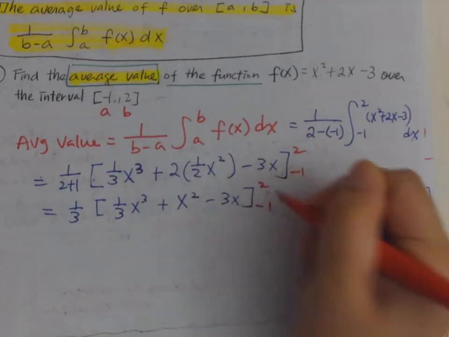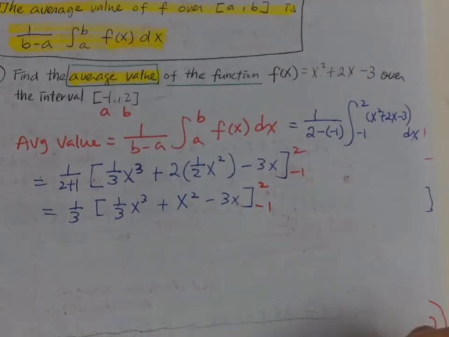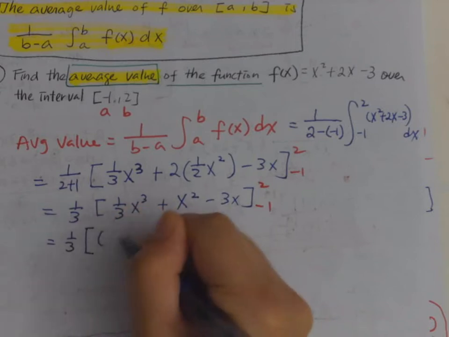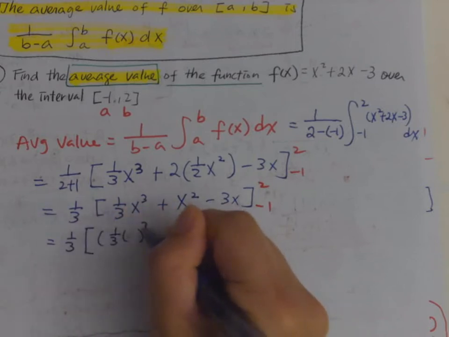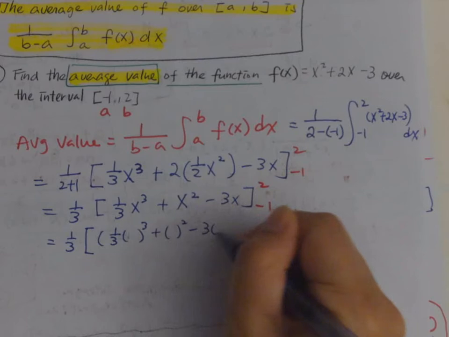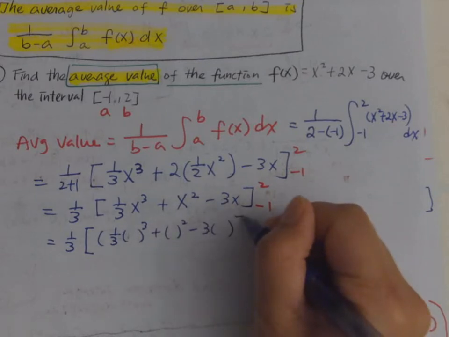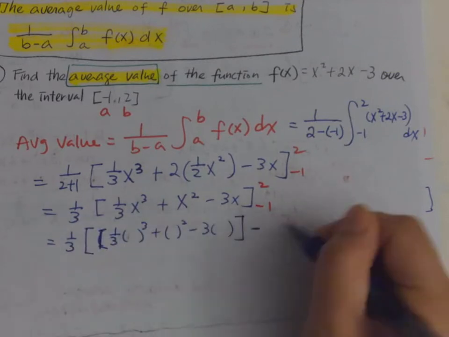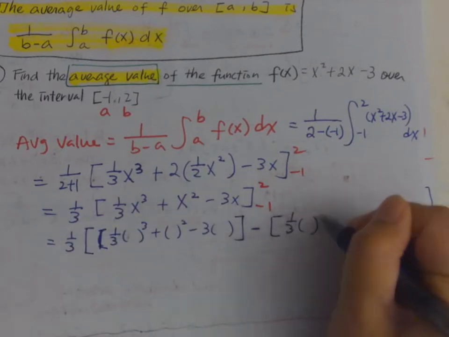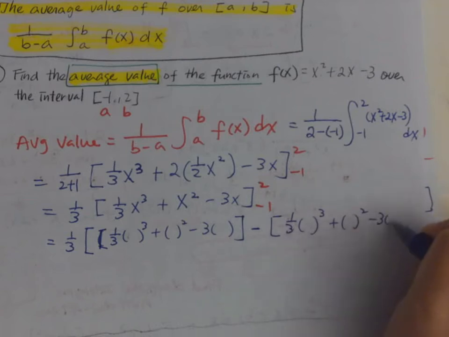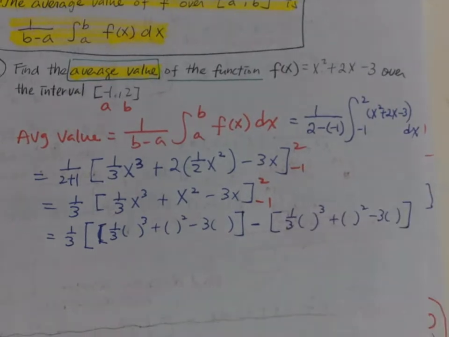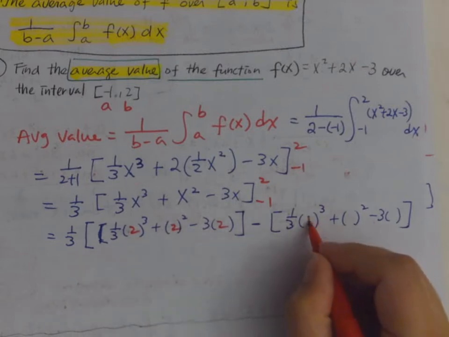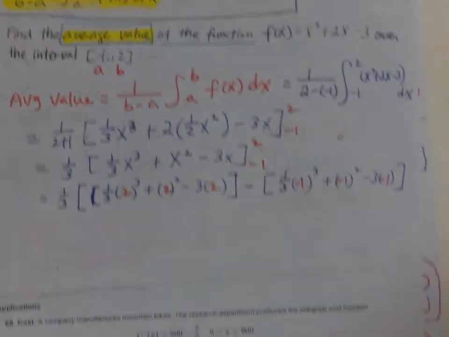Alright. So we're going to leave the 1/3 outside for a while, just hang there, and then we can have 1/3 something cubed plus something squared minus 3 times something, and over here we'll subtract the second part, 1/3 something cubed plus something squared minus 3 times something, right? Alright, so the upper limit is 2, and the lower limit is negative 1. Alright, let's see.